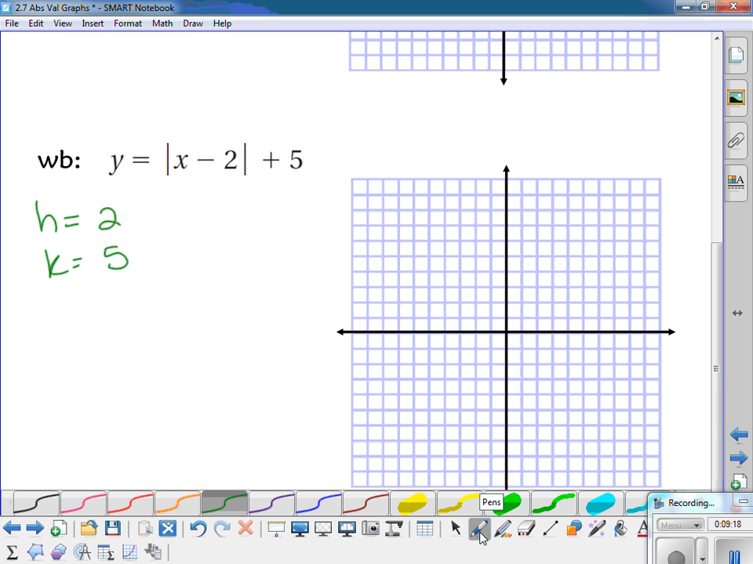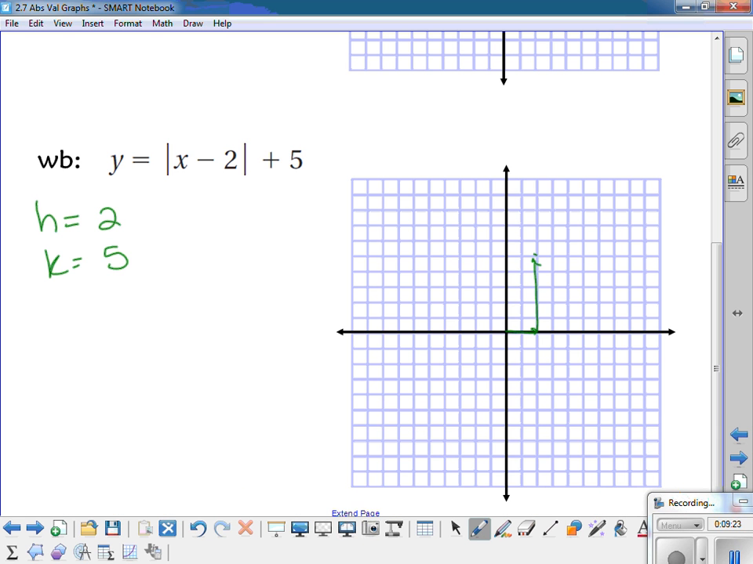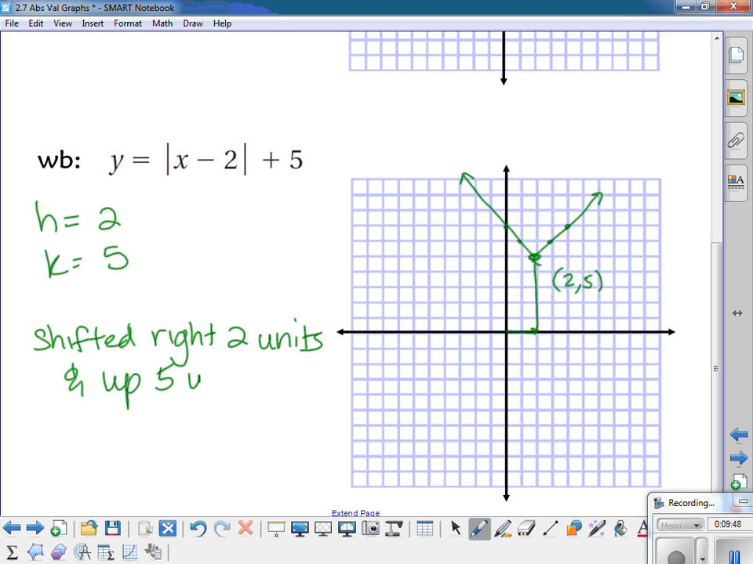All right, so it looks like most of you are getting it. We go to the right 2 and up 5. Here's our vertex at 2, 5. And then we have a slope of 1, so up 1 over 1, up 1 over 1, the other direction. So you graph like that, and relative to the other one, it was shifted right 2 units and up 5 units. All right, so we're good on those? Okay.